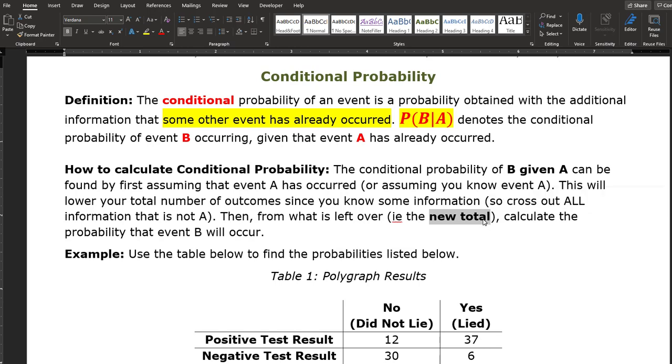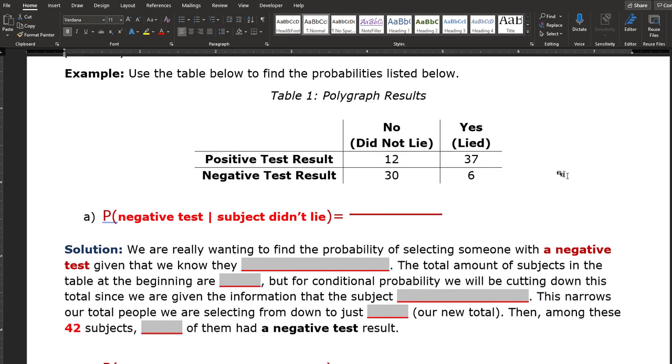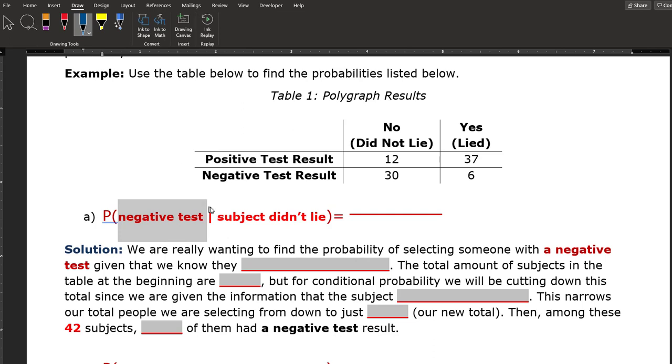Okay? So we're going to go down to a very familiar table that we've seen before. This is our little lie detector test results that we used earlier. I like these kinds of tables because you have all of your information right here, so you don't have to worry about going somewhere else and getting information. But this problem asks us to find the probability of a negative test, and then there's that bar, given. That's the way you read it, is like given.